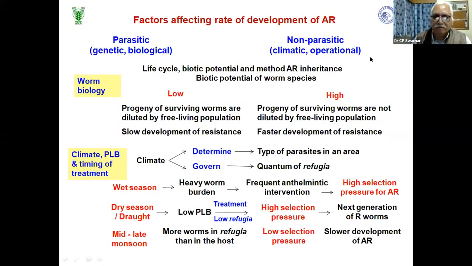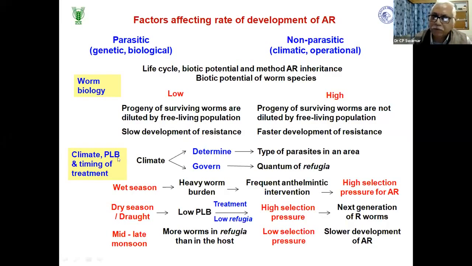This is very important, so we have to think about the worm biology. Haemonchus contortus, the predominant parasite of our country, has a very high biotic potential compared to Trichostrongylus and Oesophagostomum. So high biotic potential means producing a large number of eggs. The progeny of surviving worms are diluted by the free-living worms. When the proportion of Haemonchus contortus is low, in areas where the Trichostrongylus population is high, having low biotic potential, then the development of resistance is faster because their progeny will not be diluted by the surviving susceptible worms.